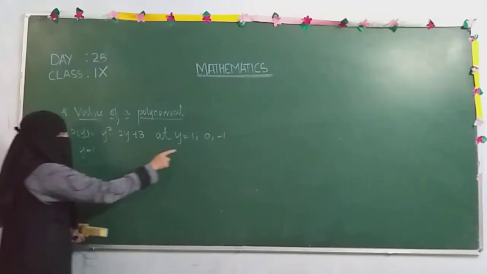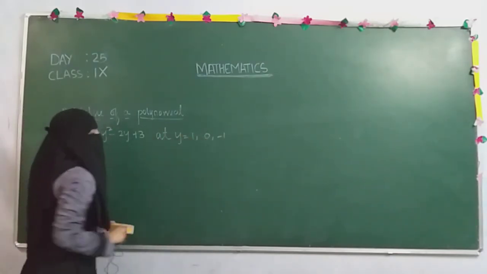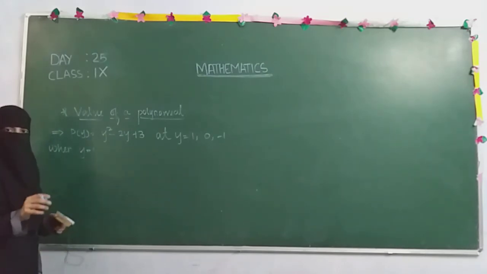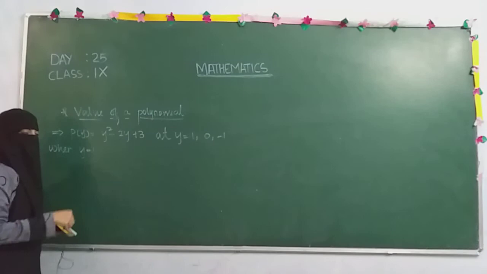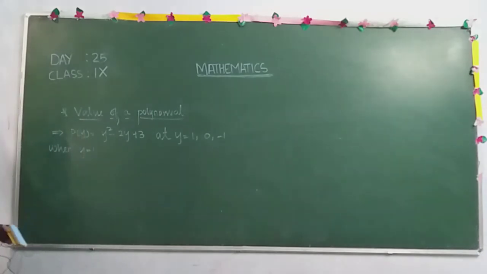The next one is given at y equals 0. When y is 0, we will get the value of this polynomial. In this way we are going to solve the problem, and afterwards we are going to check what value we get for y equals 1, y equals 0, and y equals minus 1.